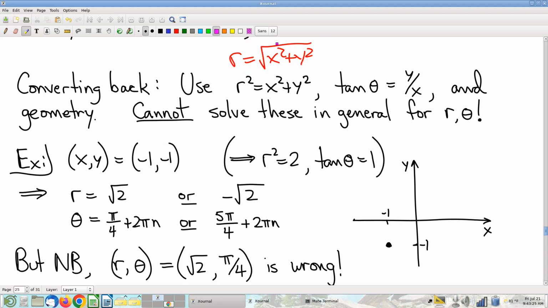Oh, I'm sorry. Yeah. So I'm in the chapter 1 notes for Math219, and it's page 25. I think we started on page 24.